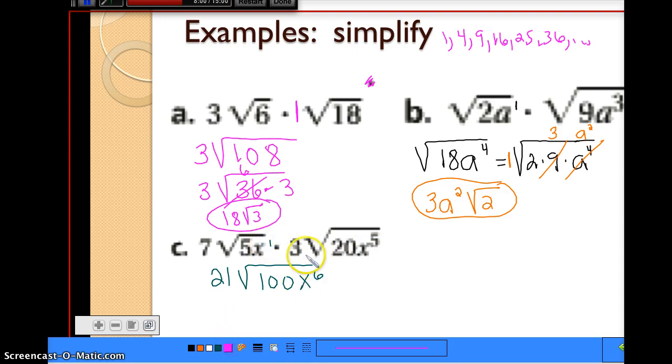I like this one because 100 is a perfect square and x to the 6th is a perfect square. So because both of them are perfect squares, your answer will be left with no radicals. Multiplying this out, we get 210 x to the 3rd, no radicals in my answer because everything was perfect squares.